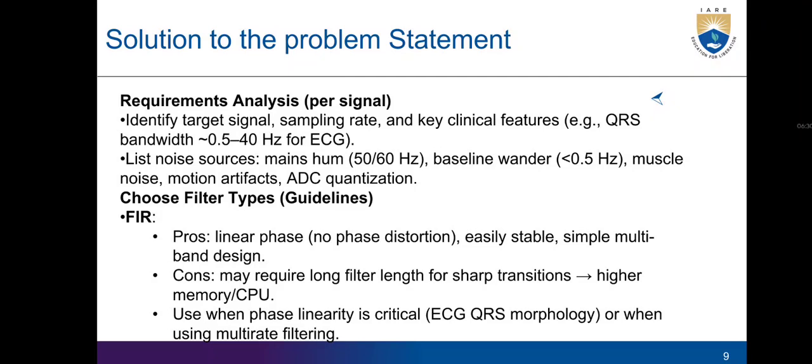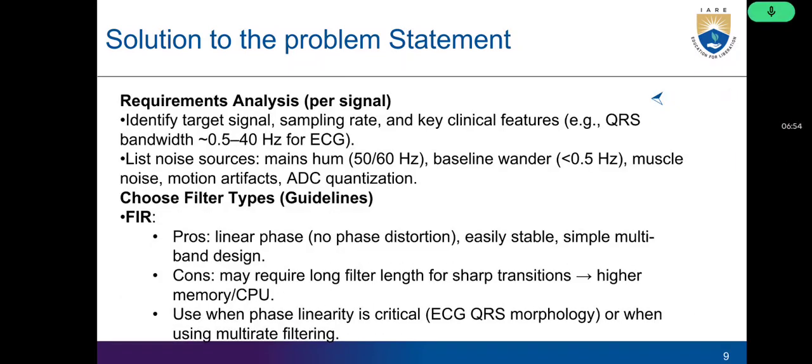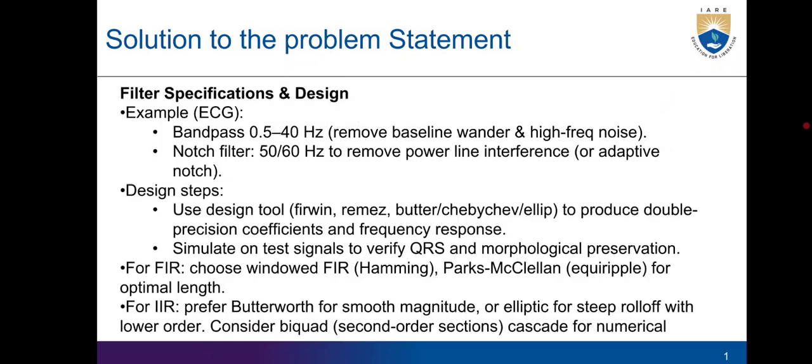Choose the filter types. FIR: linear phase, easily stable, simple multi-band design. Cons: may require long filter length for sharp transitions, higher memory and CPU. Use when phase linearity is critical or when using multi-rate filtering.